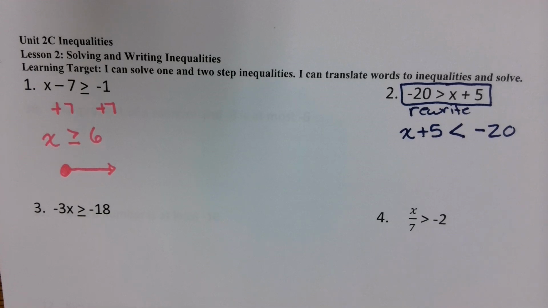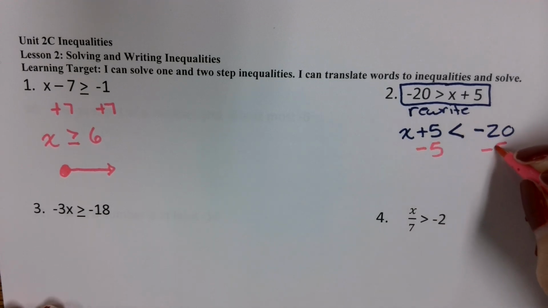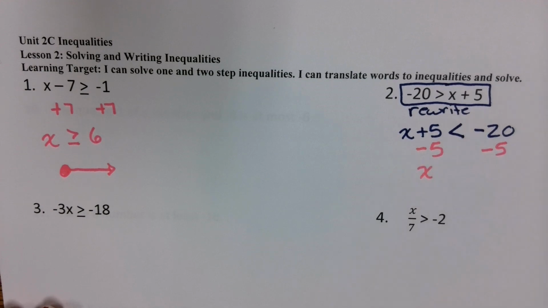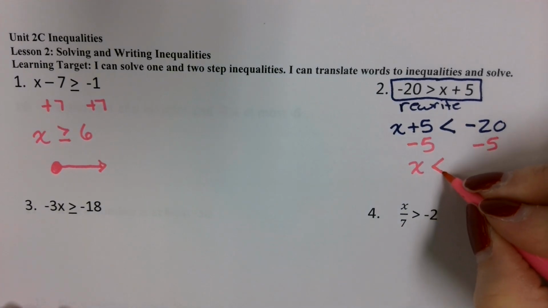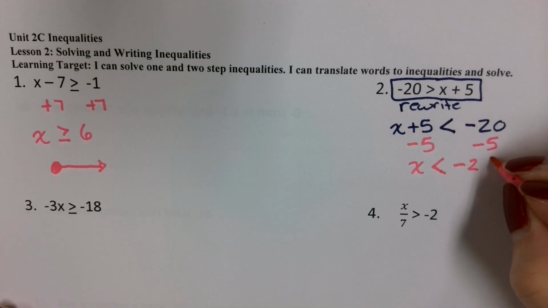Okay, what inverse operation do we need to do first? Subtract 5. Good. So we're going to subtract 5 on both sides. That does get x all isolated. We do not need to do anything to the inequality because we only did subtraction. Subtraction does not change anything. Negative 20 minus the 5 does become a negative 25.